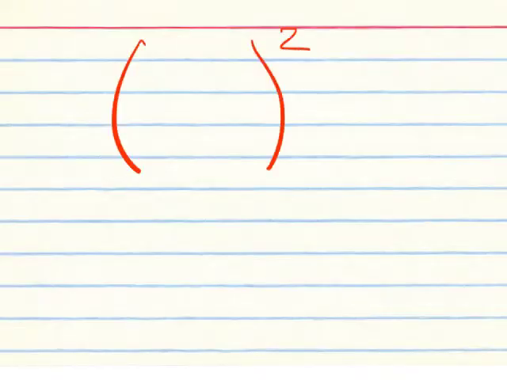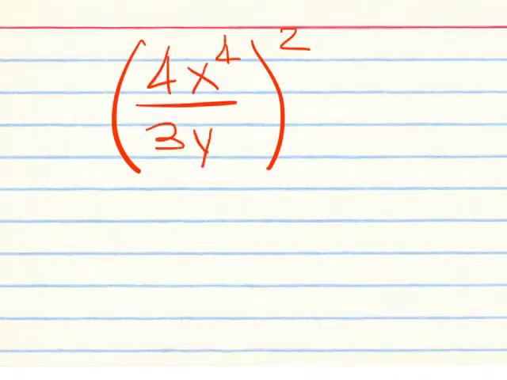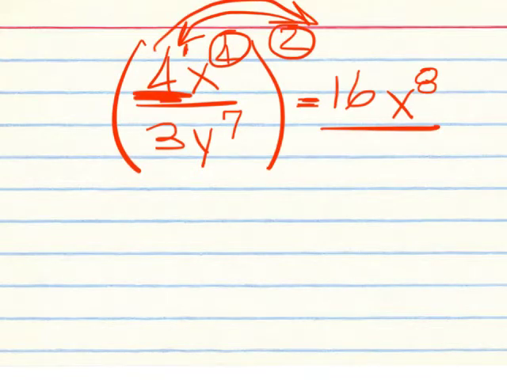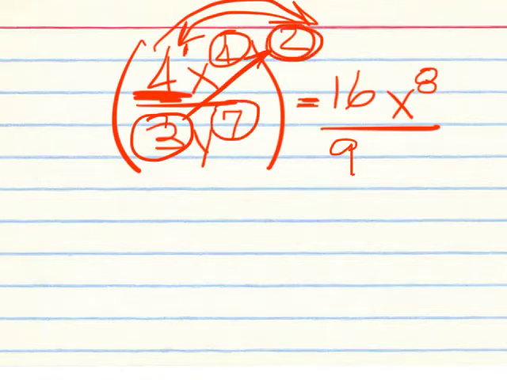The quantity squared of 4x to the fourth over 3y to the seventh. Think of 4 squared. That would be 16. And then 4 times 2 is 8. On the bottom, you'll have 3 to the second power, and that would be 9. And then y to the seventh to the second would be y to the 14th.